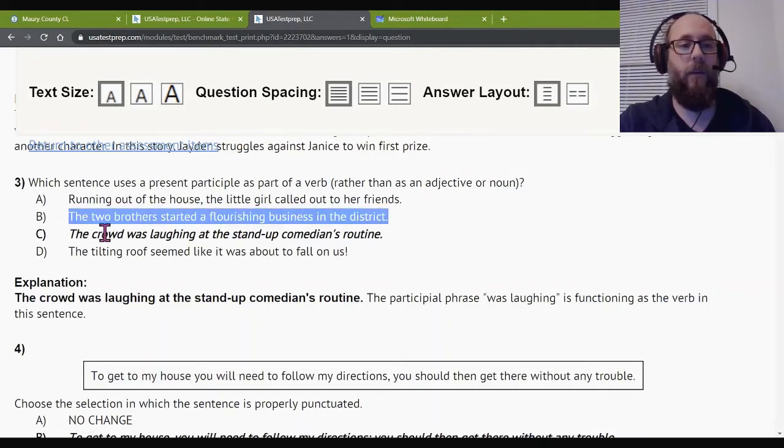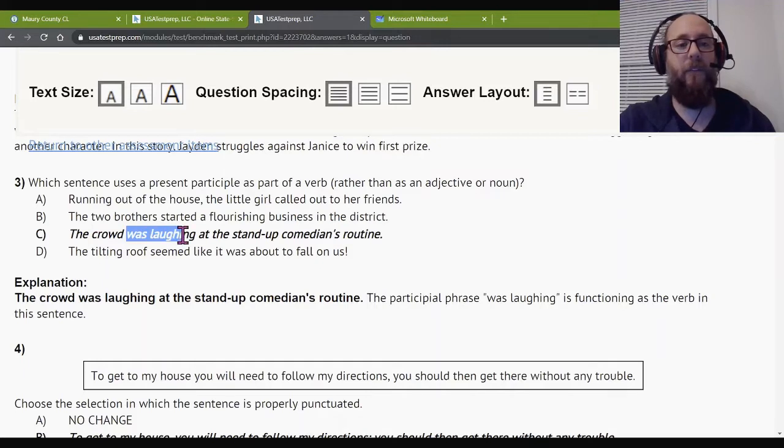Cross off B. The crowd was laughing at the stand-up comedian's routine. Crowd is my subject. What are they doing? They was laughing. Is this acting like a verb? Yes. Was laughing is acting like a verb. So the participle's acting like a verb, C's my right answer, but I check D just in case. The tilting roof, ing, there's my ing word. The roof, it's describing the roof, so it's acting like an adjective. Cool. So I have my correct answer, C.